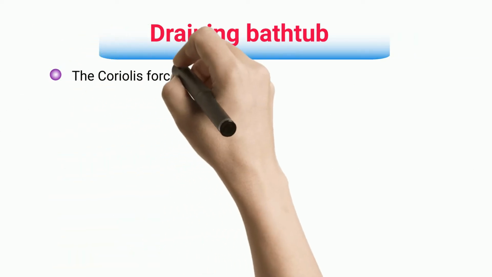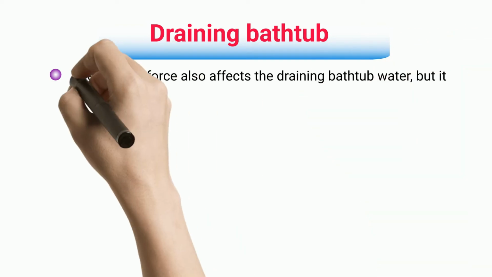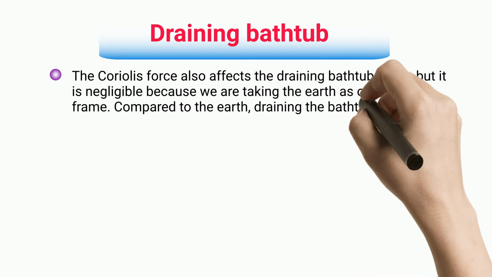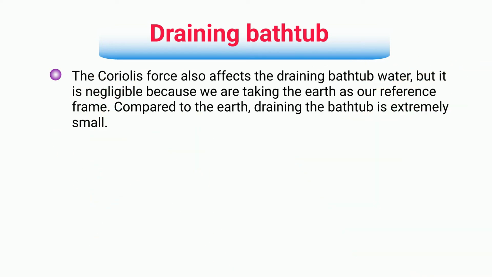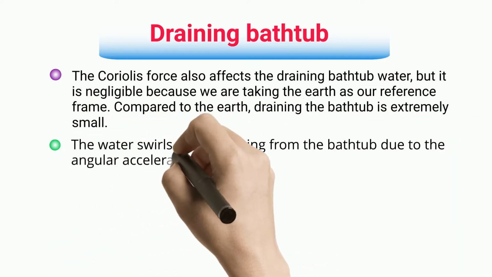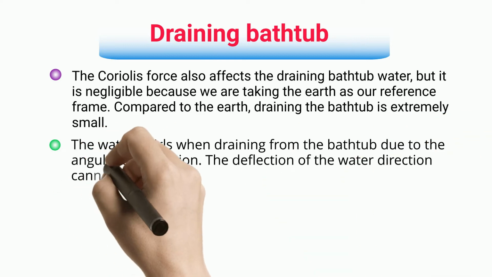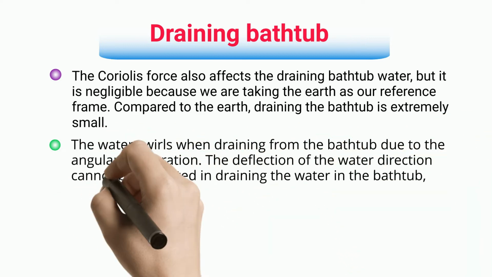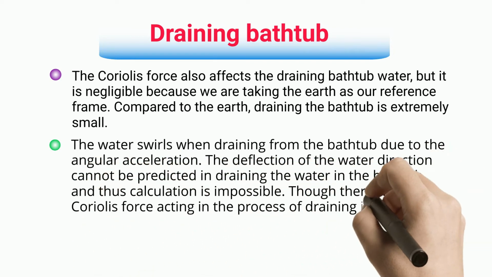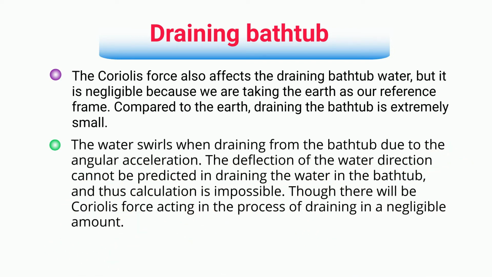Draining bathtub. The Coriolis force also affects the draining bathtub water, but it is negligible because we are taking the Earth as our reference frame. Compared to the Earth, a draining bathtub is extremely small. The water swirls when draining from the bathtub due to the angular acceleration. The deflection of the water direction cannot be predicted in draining the water in the bathtub, and thus calculation is impossible, though there will be Coriolis force acting in the process of draining in a negligible amount.